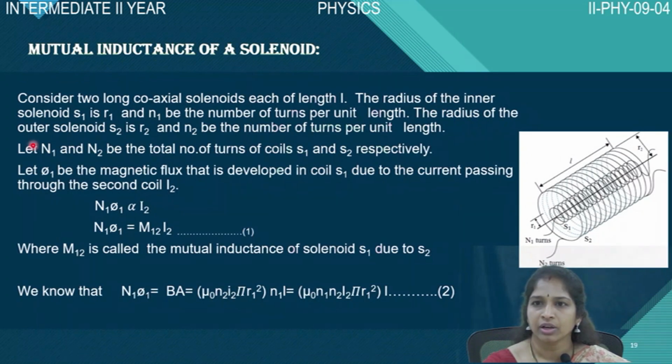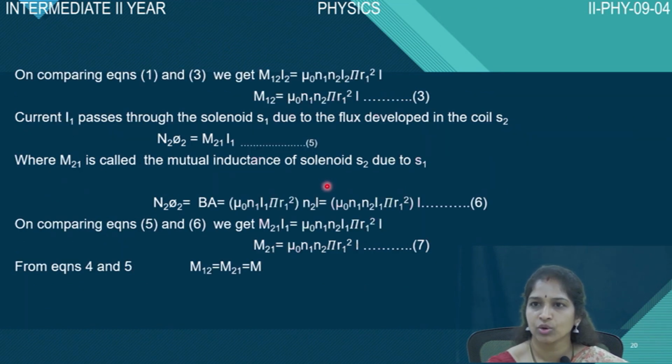Here we have considered the current that is passing through the second solenoid. Due to that, flux is developed in the first solenoid. But now, for mutual induction, what am I taking? The current that is passing through the first solenoid, and due to it the flux that is developed in the second solenoid. So now, what is the flux that is developed in the second solenoid? We have to find out.